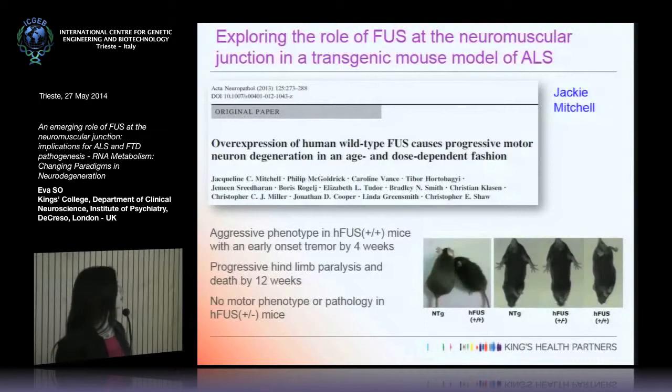And you can see here, these homozygous mice are typically much smaller compared to the non-transgenic littermates. And also they show this abnormal hind limb splay when lifted up by the tail. However, in the hemizygous mice, no motor phenotype or pathology was found.